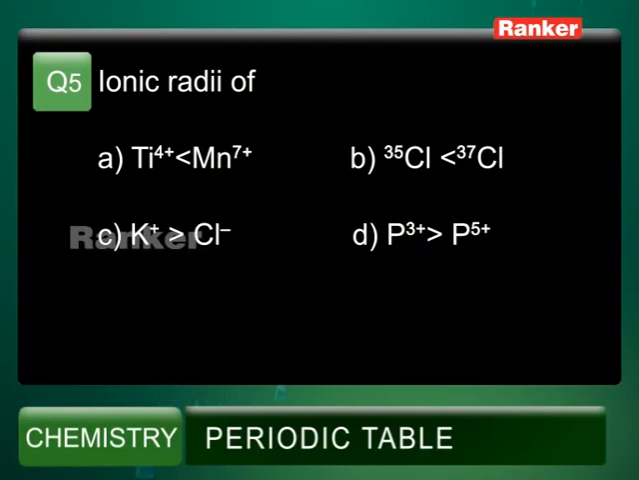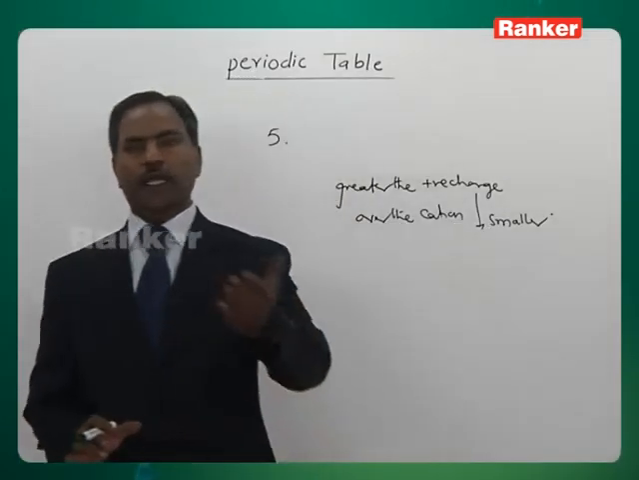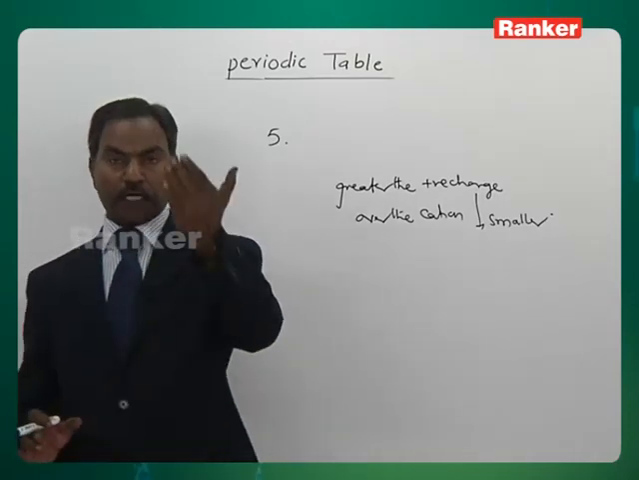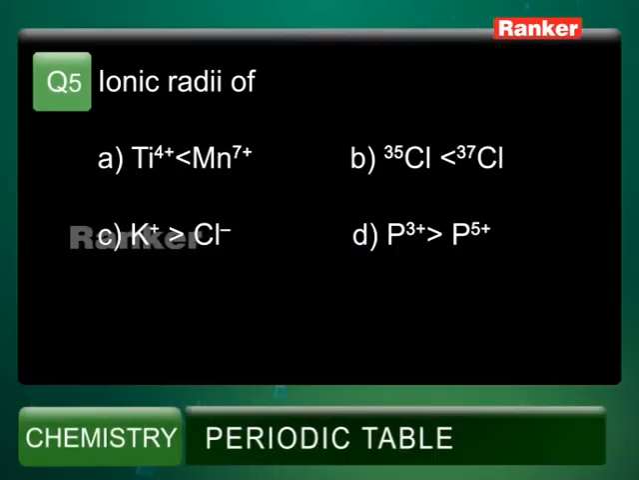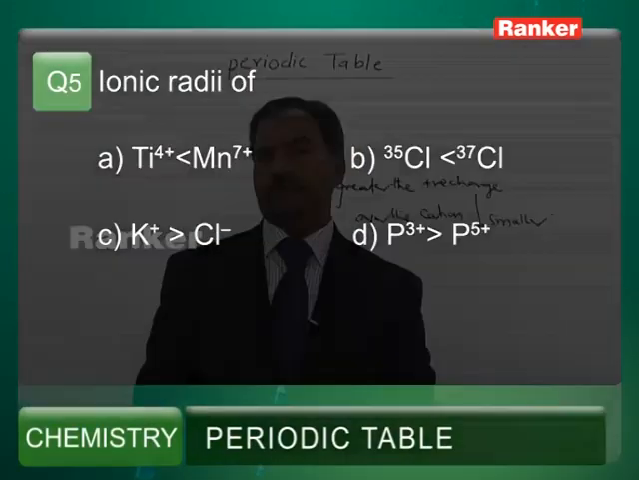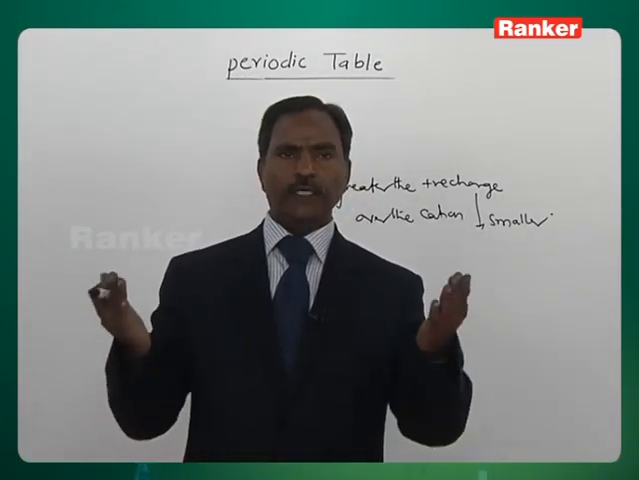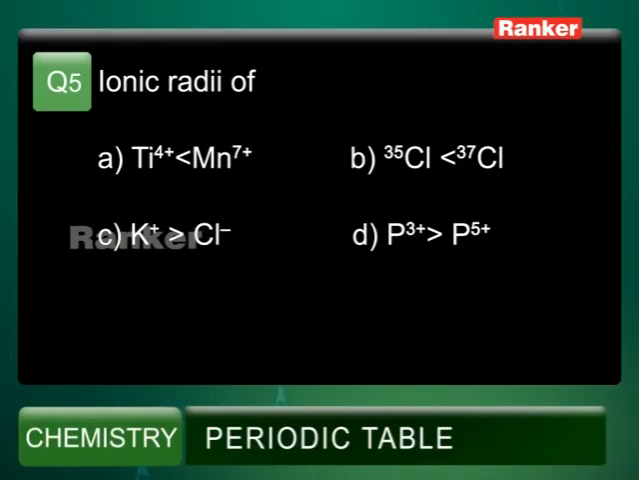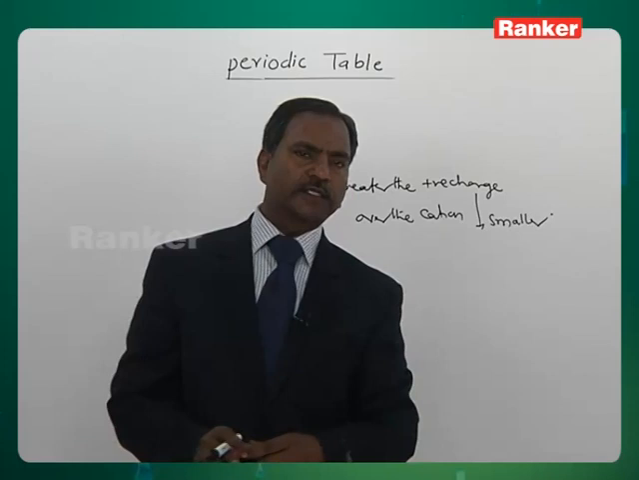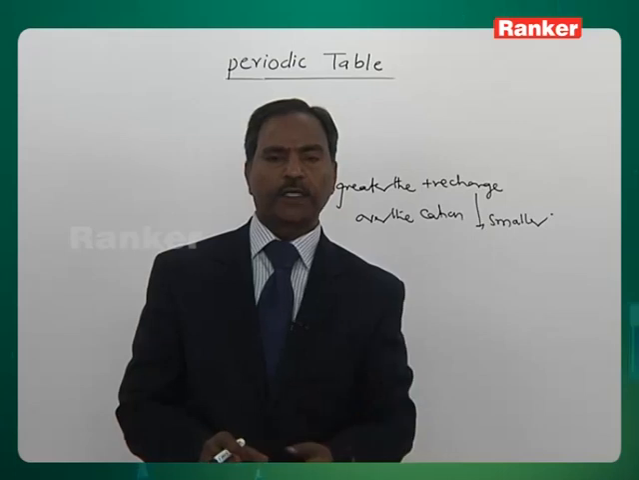According to this concept, let us see. Now we talk about option A, titanium plus 4, Mn plus 7. See, titanium plus 4 is carrying what? Plus 4 charge. Mn is carrying what? Plus 7 charge. Then Mn plus 7 is actually smaller than titanium plus 4. This is not correct. Coming to B, chlorine 35 and 37 both are given. Either you take 35 and 37, both are isotopes. They are neutral atoms, isotopes. Both have the same atomic sizes. Coming to C, K plus is bigger than Cl minus is given. K plus is actually smaller than Cl minus. A cation is smaller, an anion is bigger. Therefore, answer C is also not correct.